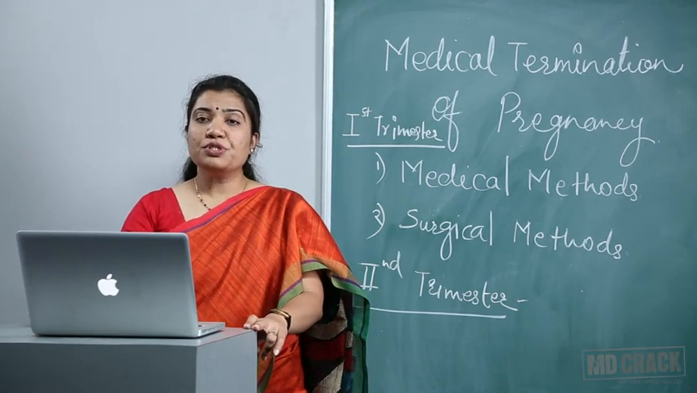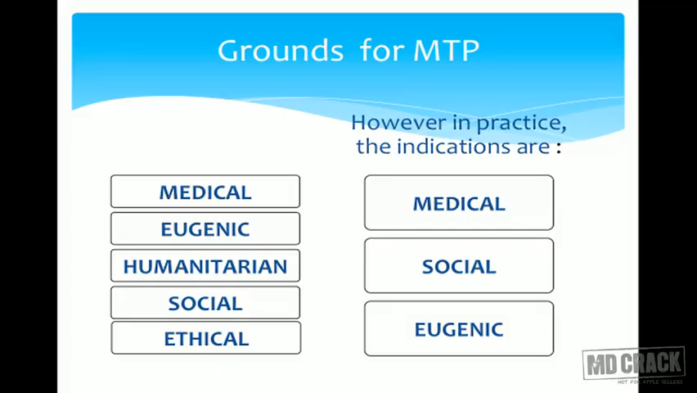What are the grounds for MTP? On which reasons can we terminate a particular pregnancy? There are grounds established in this law: medical grounds, eugenic, humanitarian, social and ethical. But in practice, the grounds which we commonly use are either medical, social or eugenic.